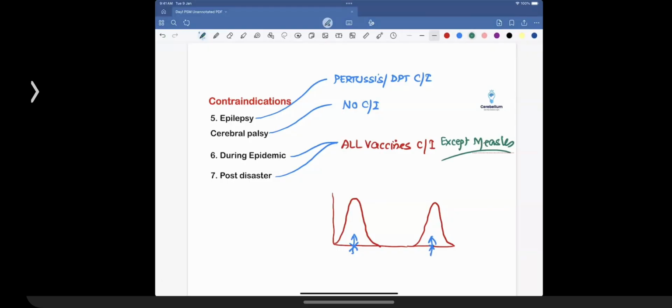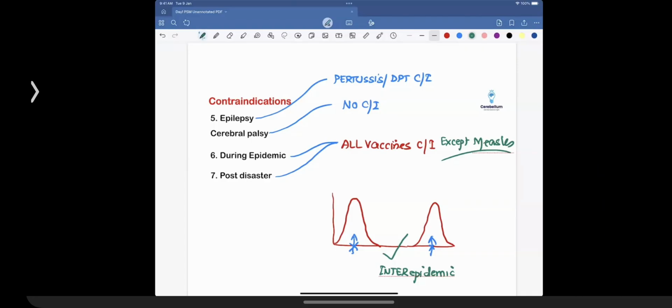So when should you give the vaccine? You cannot give during an epidemic. It should be given between two epidemics. So listen to what I'm saying. Vaccines are contraindicated intra-epidemically. Vaccines are given inter-epidemically, between two epidemic waves. So when an epidemic is going on, do not give vaccination.